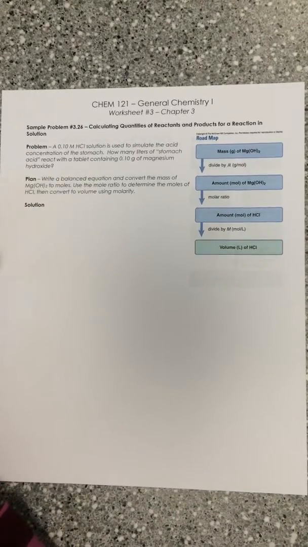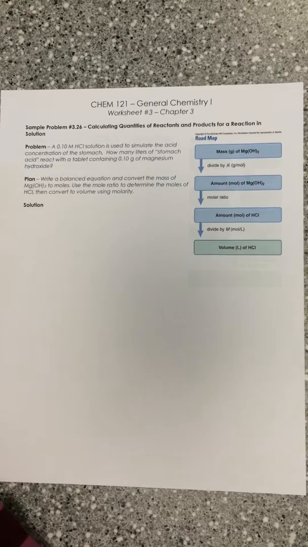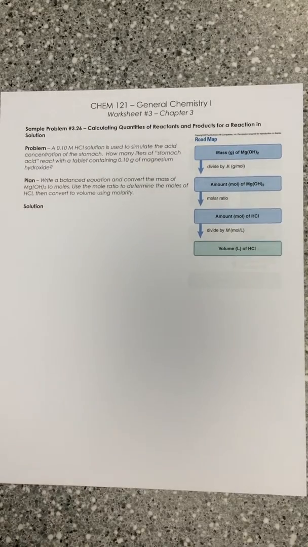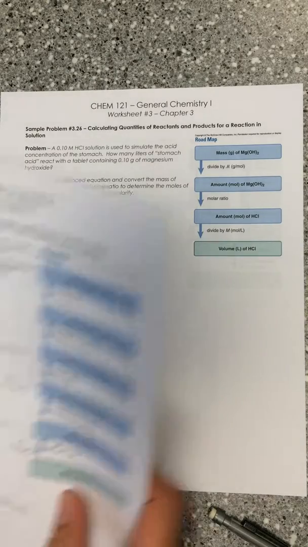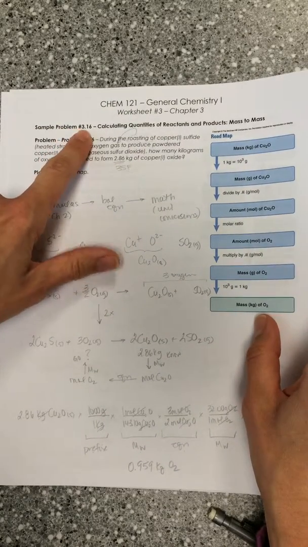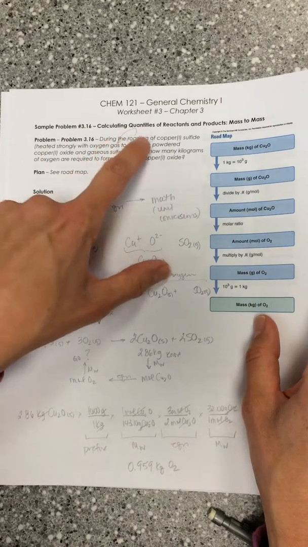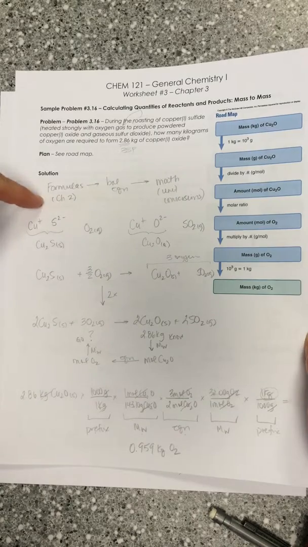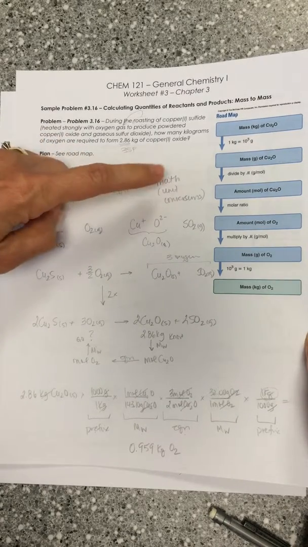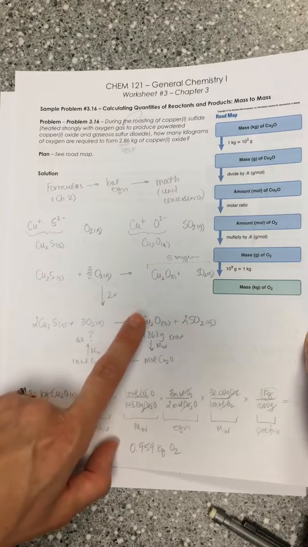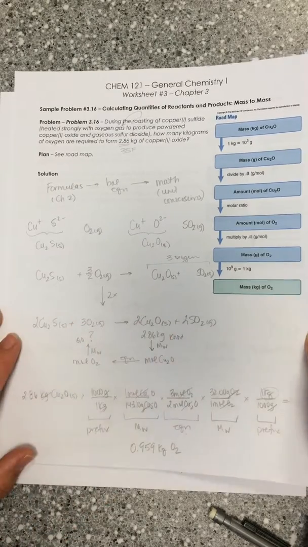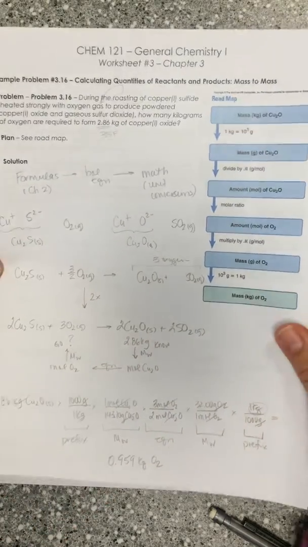So our last two problems that we'll work through for Chapter 3 deal with doing solution stoichiometry. What I want to make sure to highlight to you guys is that these problems are going to be very similar to two problems that we've already done. Sample problem 3.16 dealt with calculating quantities of reactants and products in a chemical reaction. This was our roasting of our copper(I) sulfide. We basically had to write formulas, make a balanced equation, and then do unit conversions to walk between masses of materials. So we'll bring this problem back in a minute.